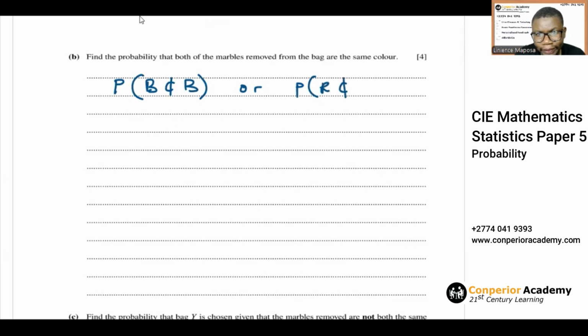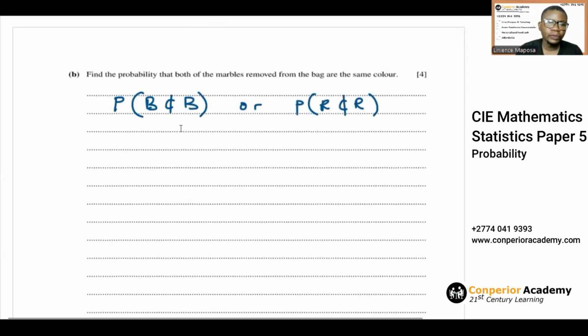Okay, so we move on to B. B says, find the probability that both of the marbles removed from the bag are the same color. Both of them are the same color. So there are 2 situations where this can happen. I need the probability of picking blue and then blue on the second picking, or the probability of picking red followed by a red, isn't it? This is what I'm looking for.